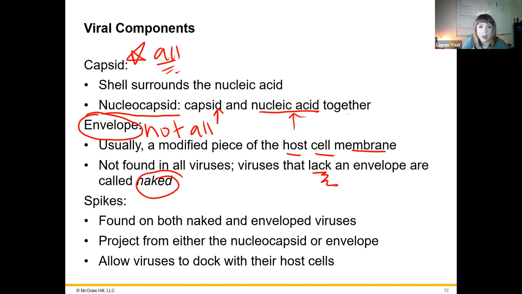Spikes, you have to have these to get into the host. These are going to be found on naked and enveloped viruses. They have to get in somehow. These are proteins or glycoproteins, so sugar plus protein, that allow the virus to get into the cell. Think of the cell as having a bunch of doors on its surface, and each individual virus has figured out how to hijack at least one of those doors. This glycoprotein spike is what allows them to hijack that system. So that's how they dock with host cells.